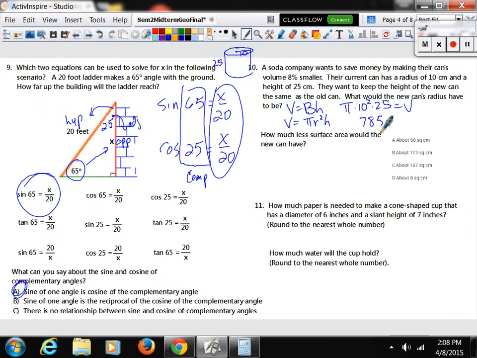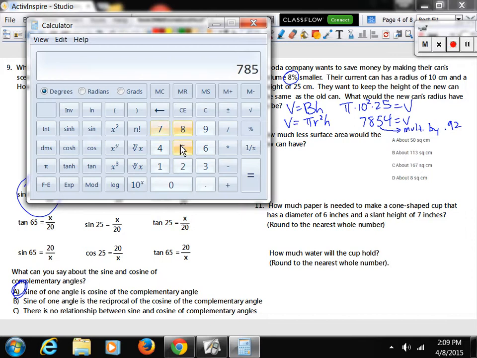So 7854 is your volume. I want to multiply this by 0.92, because I want to lose 8%. And what's 8% less than 100? It would be 92%. So I only want 92% of it. I don't want the whole volume, that would be 100%. I only want 92% of it. So I'm going to take the 7854 and multiply it by 0.92.